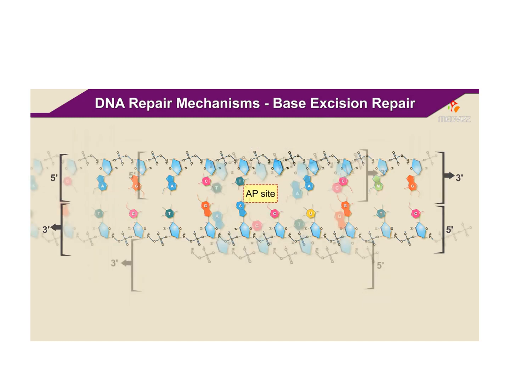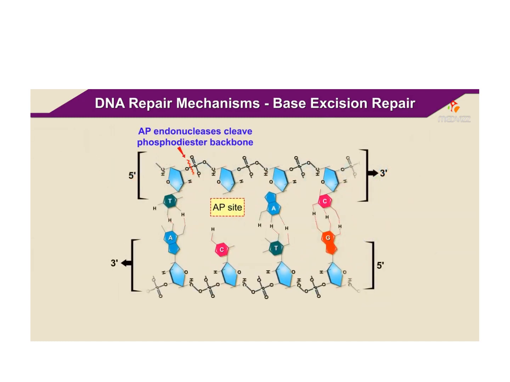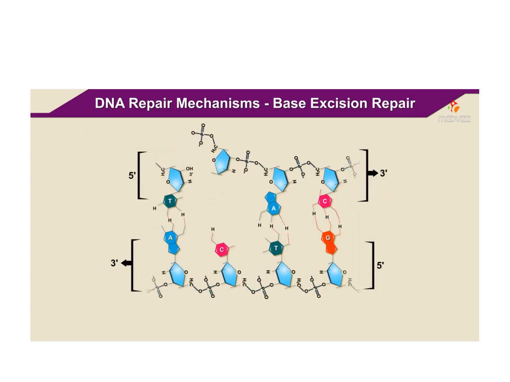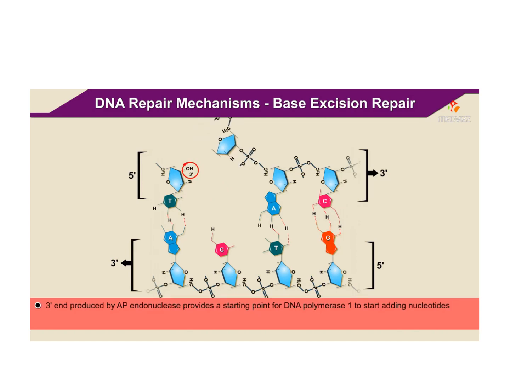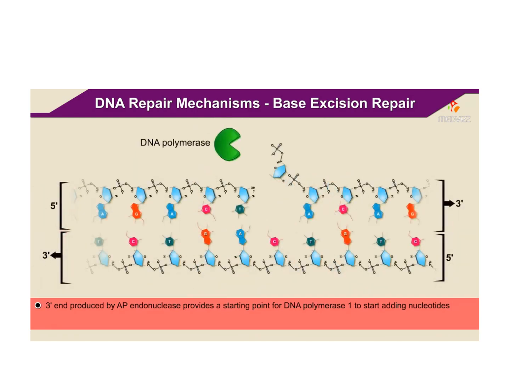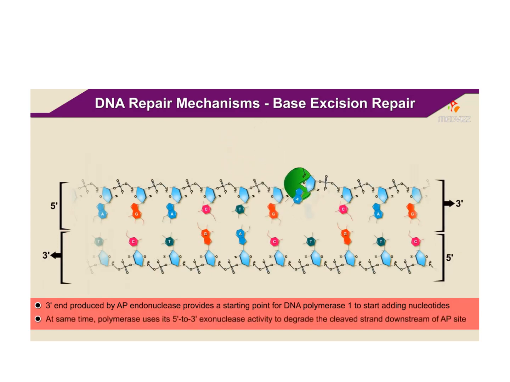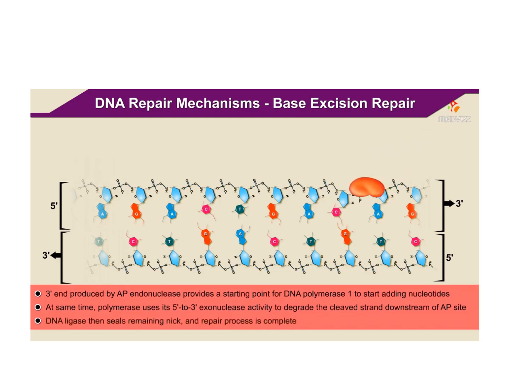The next step in base excision repair involves AP endonucleases that specifically cleave the phosphodiester backbone at AP sites. The 3' end produced by the AP endonuclease provides a starting point for DNA polymerase I to start adding nucleotides. At the same time, the polymerase uses its 5' to 3' exonuclease activity to degrade the cleaved strand downstream of the AP site. DNA ligase then seals the remaining nick, and the repair process is complete. So this is the example of base excision repair.